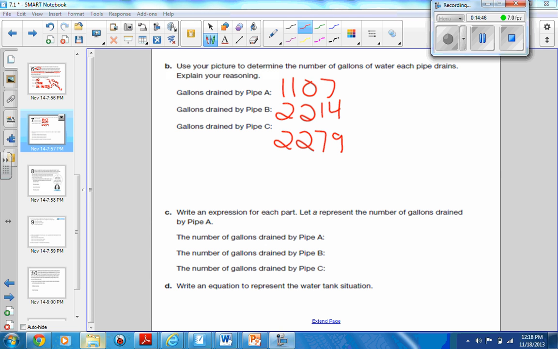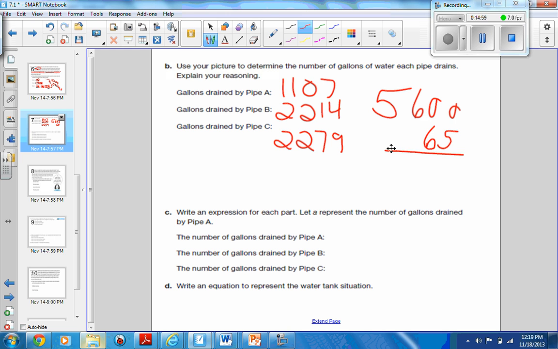Another method would be to subtract off, since you know the total of 5,600, and you know there's a 65 over on the other side. Well, if you subtract that off, you could figure that out.